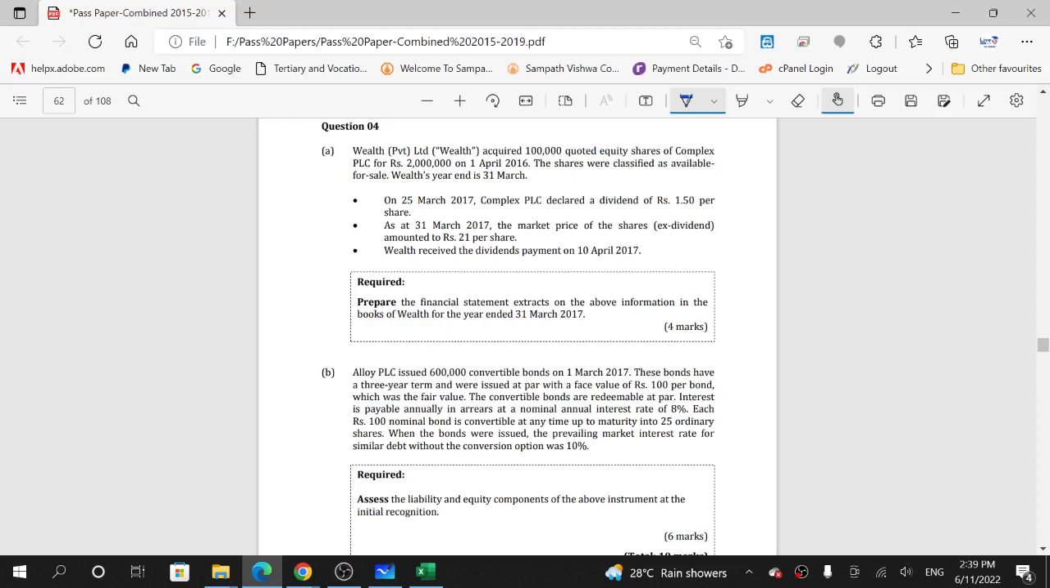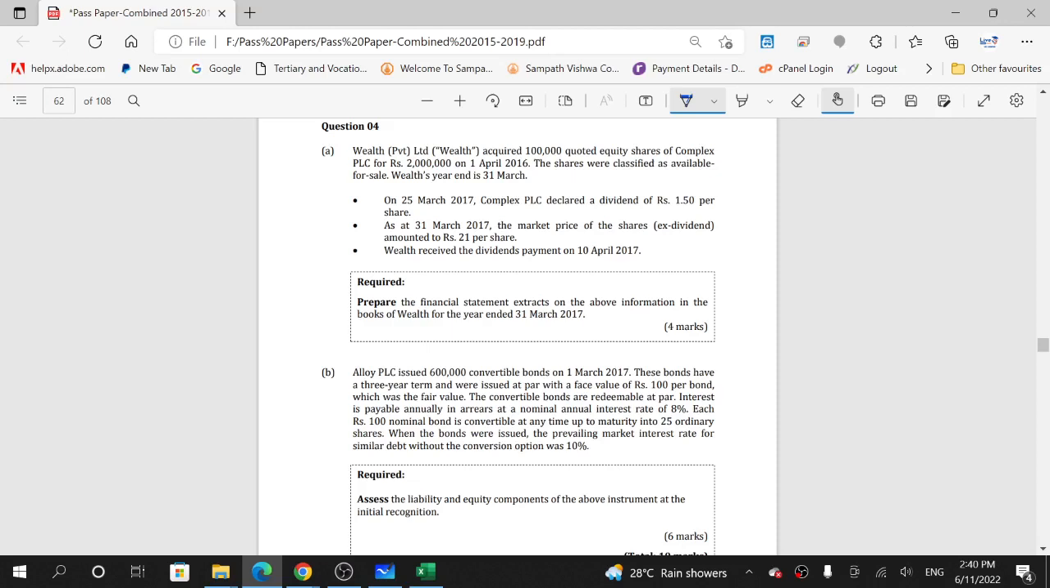Well Private Limited acquired 100,000 quoted shares of Complex PLC for 2 million rupees on 1st April 2016. The shares were classified as fair value through OCI. Well's year end is 31st March. On 25th March 2017, Complex PLC declared a dividend of 1.5 per share.